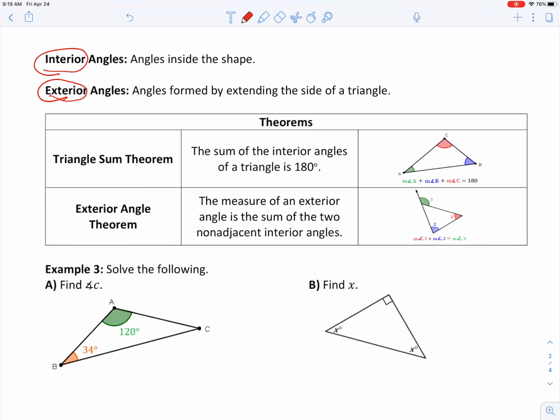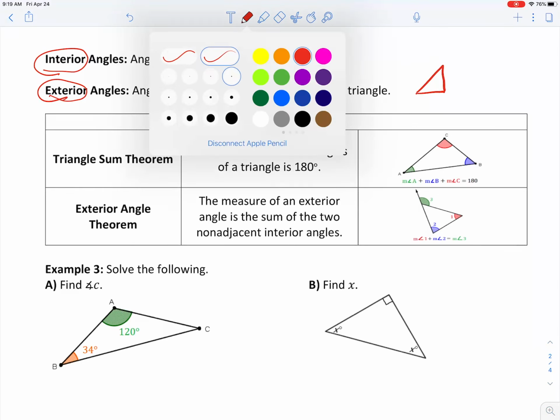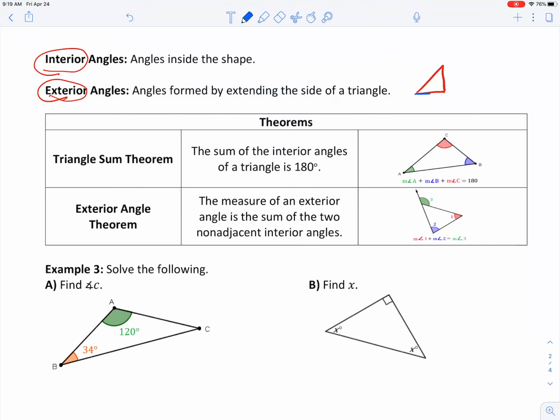Whereas exterior means outside. What I mean by exterior angles, specifically with a triangle, is this: here's my triangle. If I take one of the sides of a triangle and extend it, this blue angle right here is my exterior angle. So it's important to note that I have to take one of the sides of the triangle and extend it, and that outside angle is called the exterior angle.